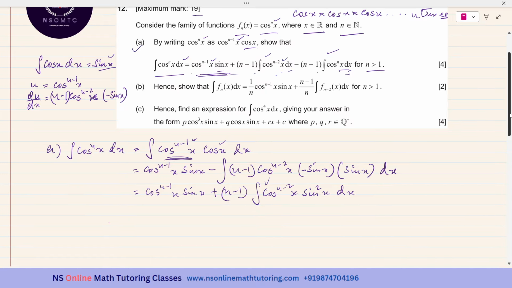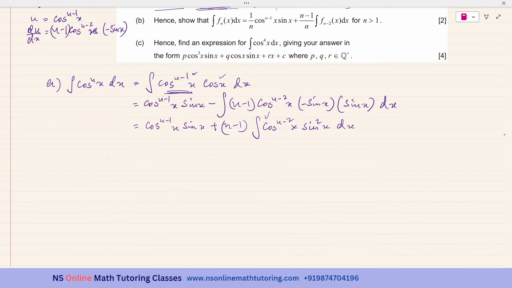So we have to convert this sine square to cos. So this is equal to cos^(n-1) x sin x plus... don't get afraid by seeing such a long and strange type of expression. It is very easy. Okay.